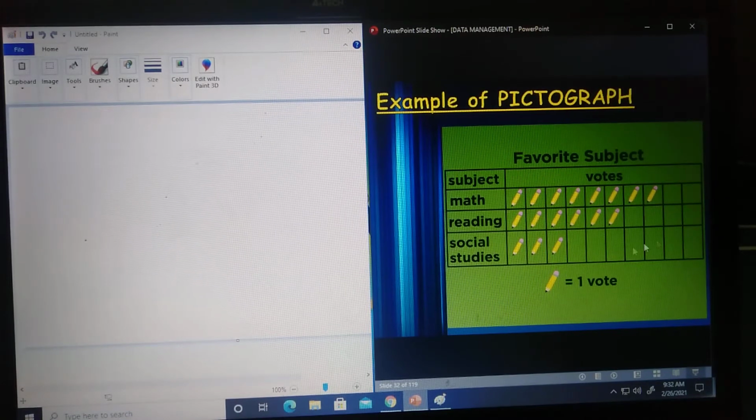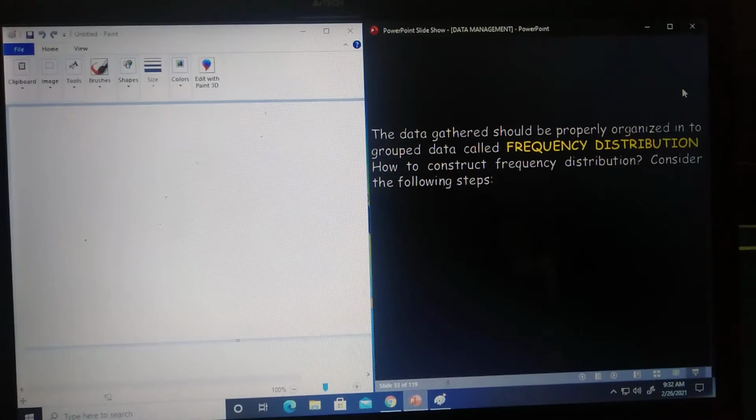Yan. So, yun. Now, since alam na natin mag-present now, punta tayo ngayon sa isa sa mga main topic or main focus ng ating data management. Kasi kapag wala ito, mahirap din makabuo ng mga data. We have how to make a frequency polygon or yung tawag na frequency distribution. So the data gathered be properly organized in the group data called frequency distribution.